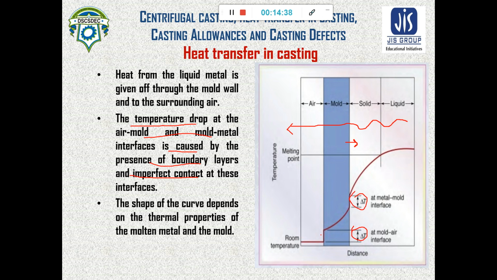And imperfect contact means there may be some small difference in between them. So that imperfect contact gives this temperature drop. Now the shape of this curve, the solidification temperature difference curve or temperature distribution curve, depends on the thermal properties of the molten metal and the mold.